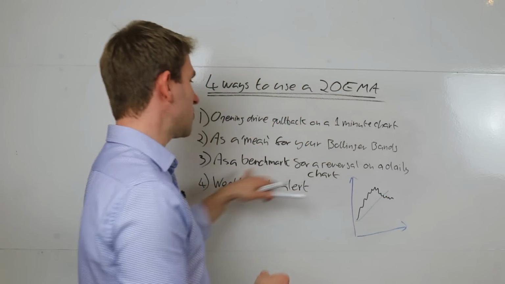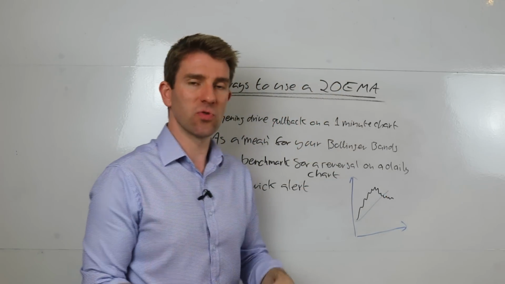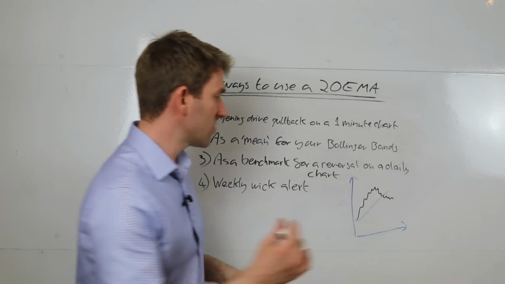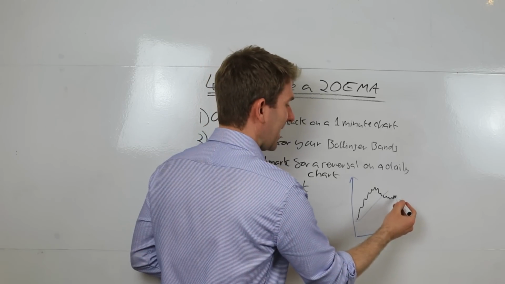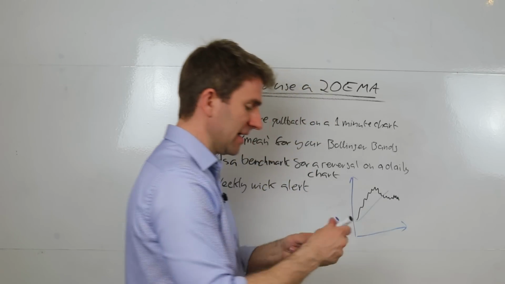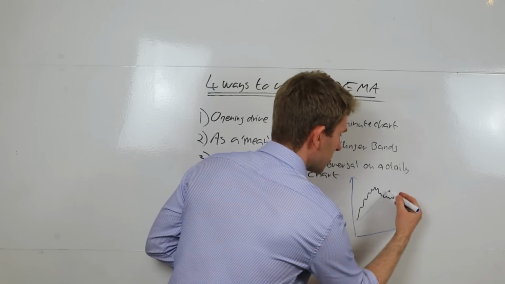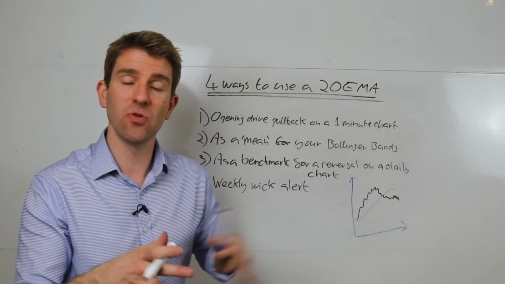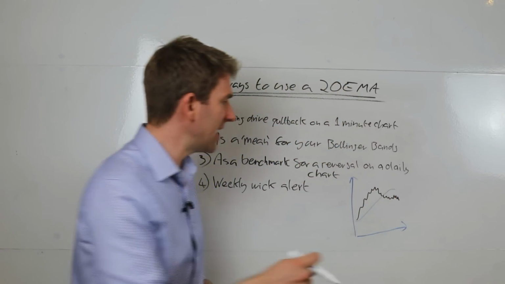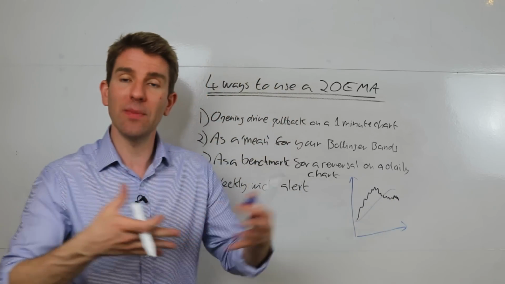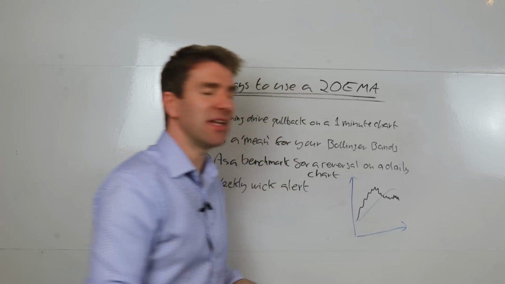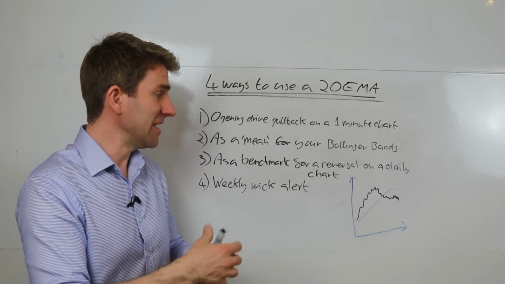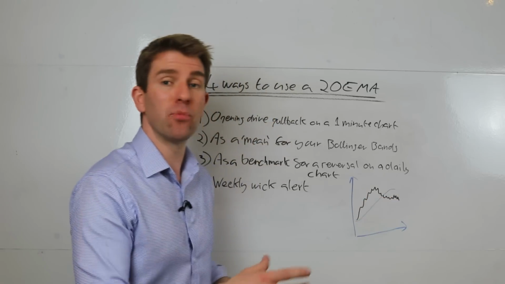Now, the benchmark for reversal is slightly different to this one, the weekly wick alert. The benchmark for reversal is when you start to consolidate, and it almost feels like the 20 period is starting to flatten out a little bit, which it will start to do as price does that, as a potential sign that you may well be coming off of that move. It might not be a trending condition, whatever the condition is, but that might be a sign that that move's done with, and we're going to push back down.